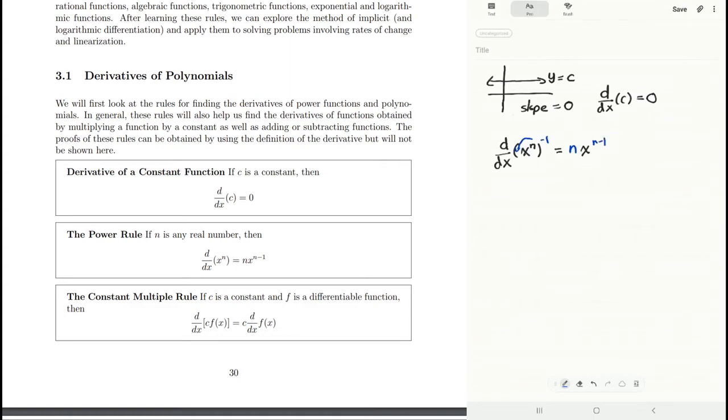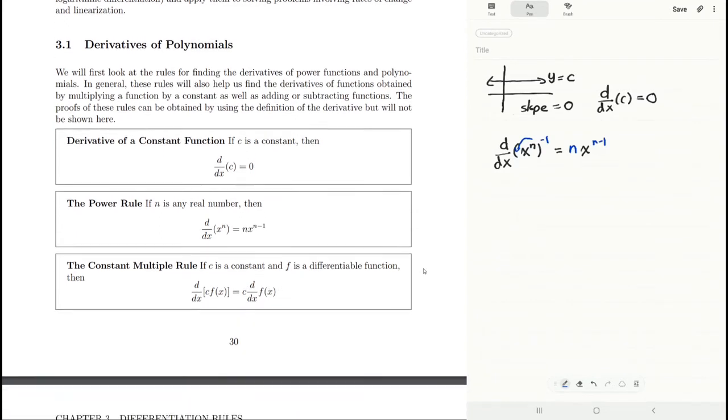The next rule is called the constant multiple rule. If c is a constant and f is a differentiable function, then the derivative of c times f of x is equal to c times the derivative of f of x. So what it says is that if we want the derivative of a constant times a function, I can multiply that constant in front, and then I differentiate f of x.